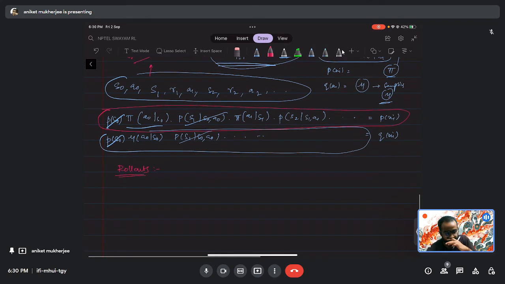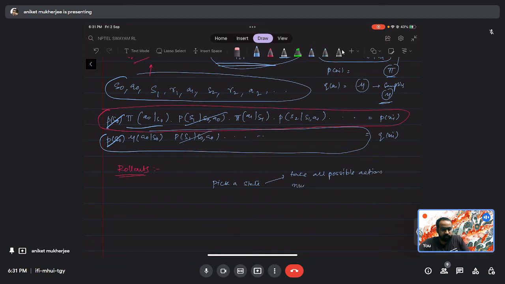Rollouts, I'll just do a quick recap. I'll not do the whole thing. If you have any doubts, you can ask me. So in rollouts, what you do is you first pick a state, take all possible actions, each a number of times, and then you'll get multiple trajectories for each action you have taken.